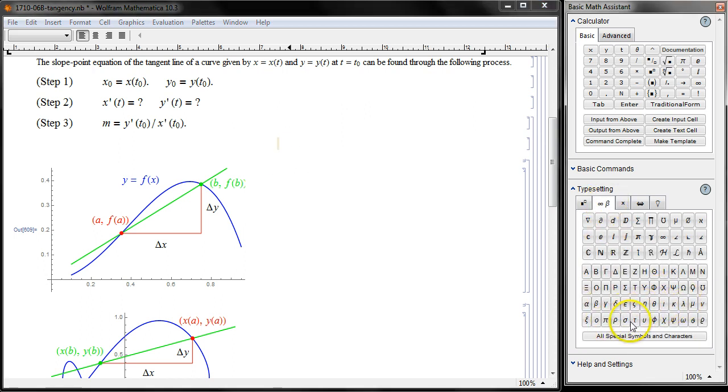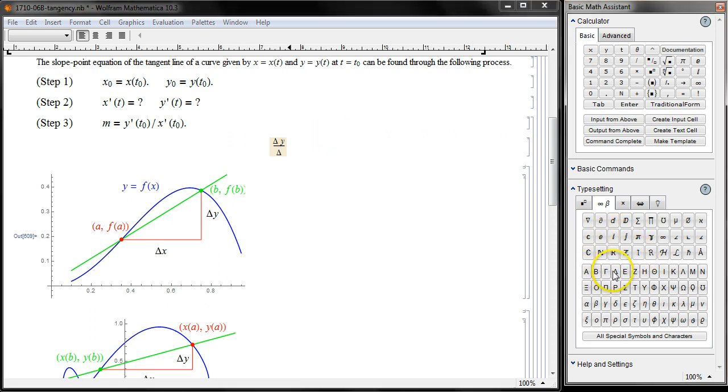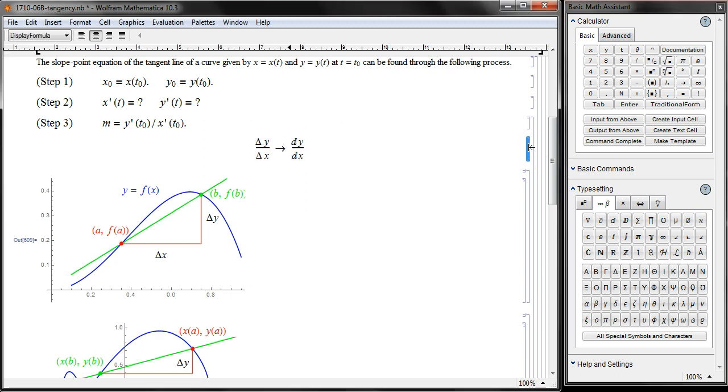delta y over delta x, converted into dy over dx in infinitesimal. Both delta x and delta y are getting so close to 0, we get infinitesimal over infinitesimal. You can regard it kind of like a 0 over 0 type limit. That's what we have over here.